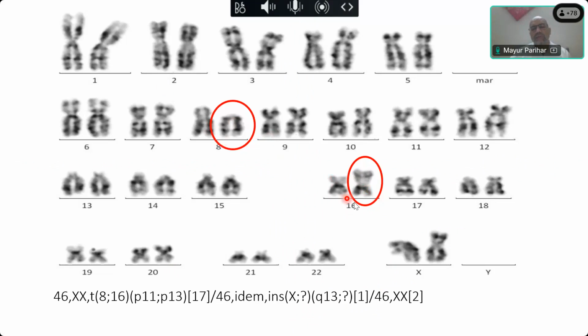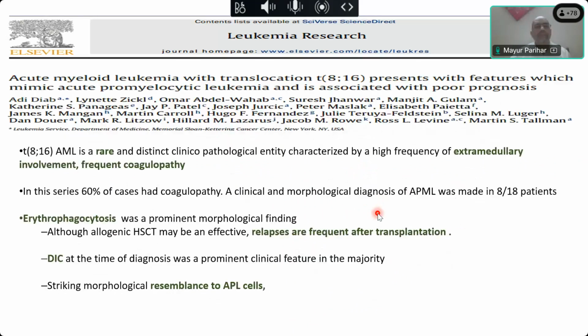So what does translocation 8;16 mean? So 8;16 is a specific subtype of acute myeloid leukemia. It is rare. It shows extramedullary involvement. It has frequent coagulopathy and is commonly mistaken as a promyelocytic leukemia. This usually presents as a monocytic leukemia, and that is why even on morphology it is mistaken as an APML.